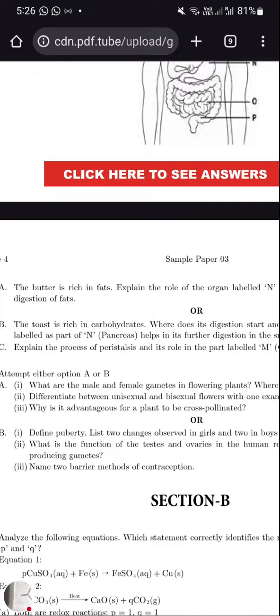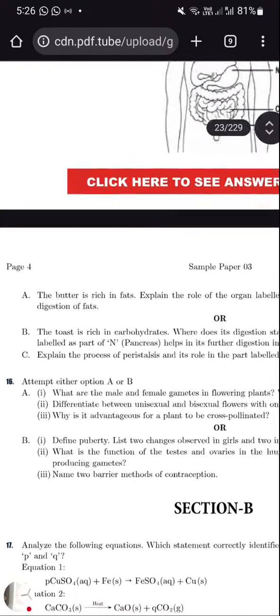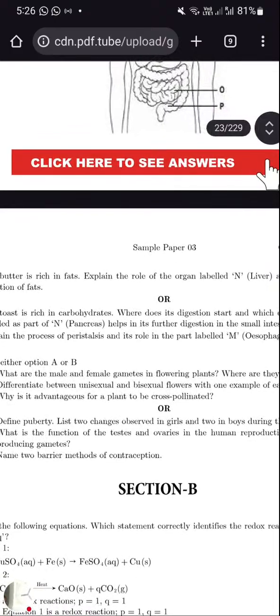Next question. Explain the process of peristalsis. What is peristalsis? Rhythmic contraction and relaxation of the food pipe to push food. Okay, next one.